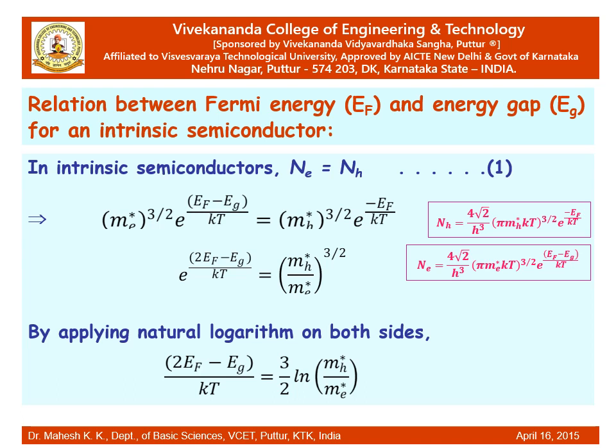So we have the equations for NH and Ne here, and in the case of an intrinsic semiconductor, we already know that Ne is equal to NH. So if you equate these two equations, you are going to get this equation, that is me star to the power 3 by 2 into e to the power EF minus Eg by kT is equal to mh star to the power 3 by 2 into e to the power minus EF by kT. If you simplify, let us get it in terms of e to the power 2EF minus Eg by kT is equal to mh star divided by me star to the whole power 3 by 2.